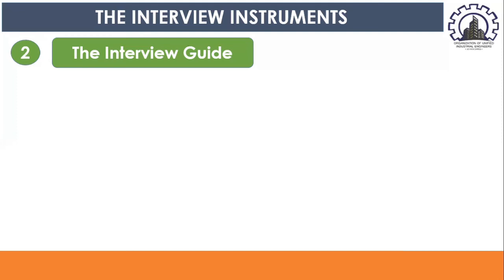So how would an interview guide look like then? Well, an interview guide normally includes the name of the interviewee, or the one that is being interviewed. Okay, so this refers to the name of our respondent. It also includes the address and the date as to when the interview was conducted.